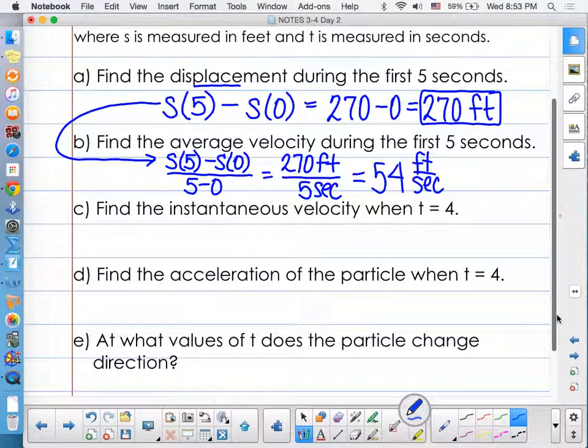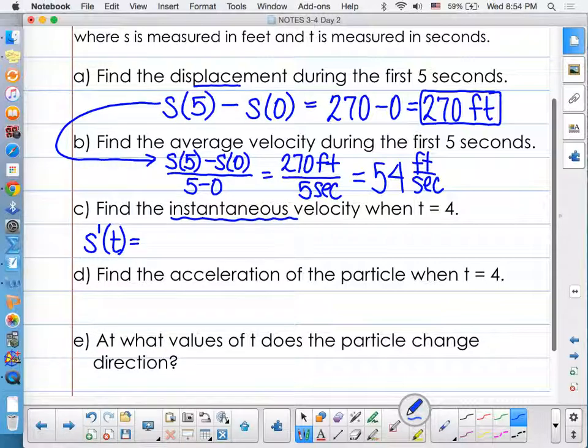Then it asks us to find instantaneous velocity at a time of 4 seconds. So instantaneous velocity is just going to be that rate of change that we're looking at, the derivative then. So we want to take the derivative of the location position function. And once we have that derivative, we'll evaluate it at 4 seconds.